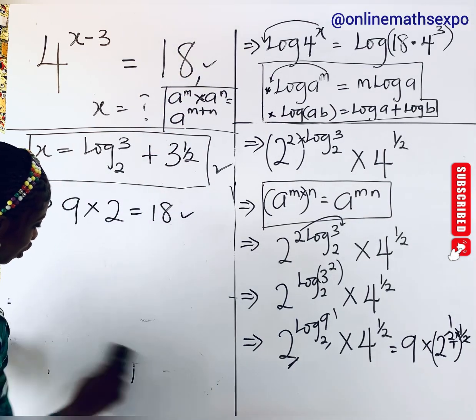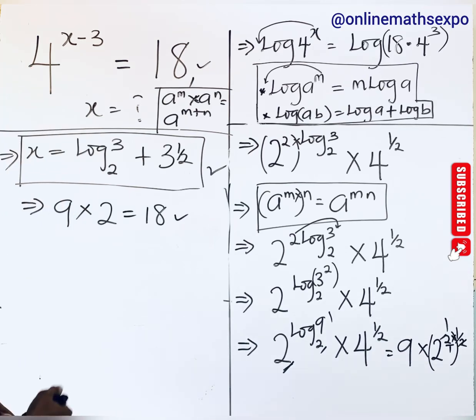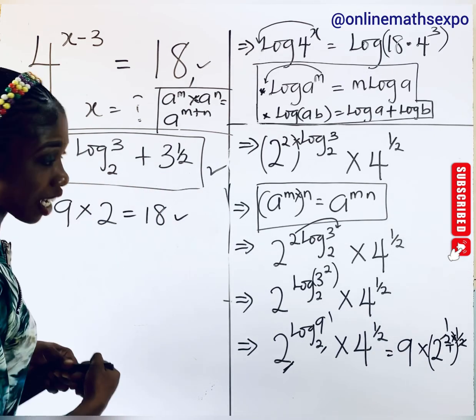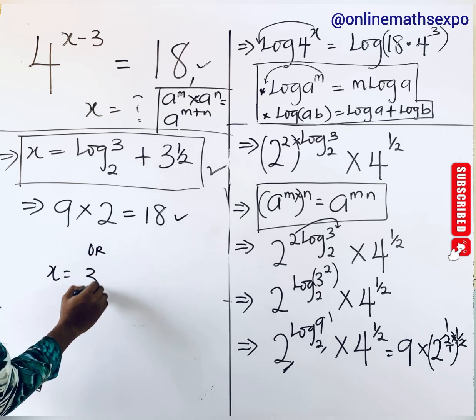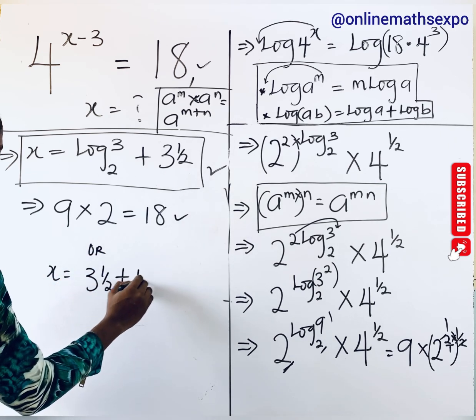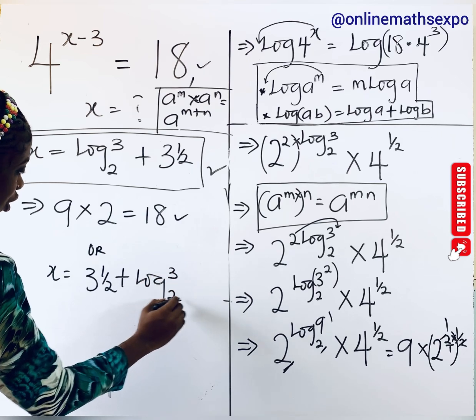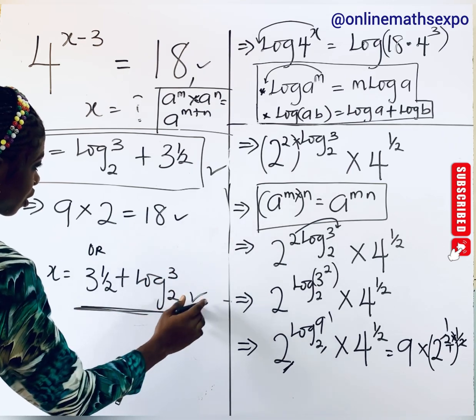So what is your conclusion? Your conclusion is that x is this. Remember, you can also write x as 3.5 plus log 3 base 2. So whichever one is correct.